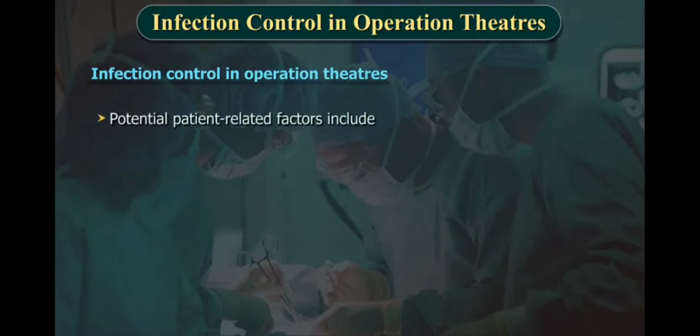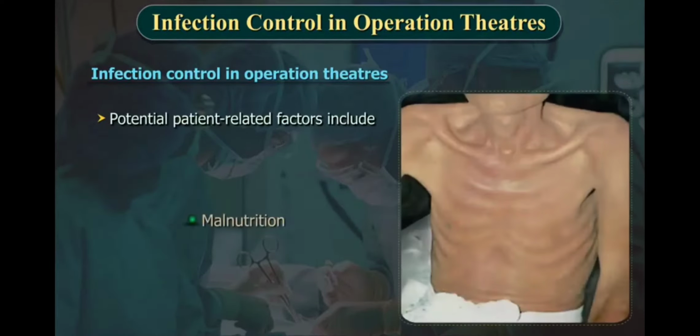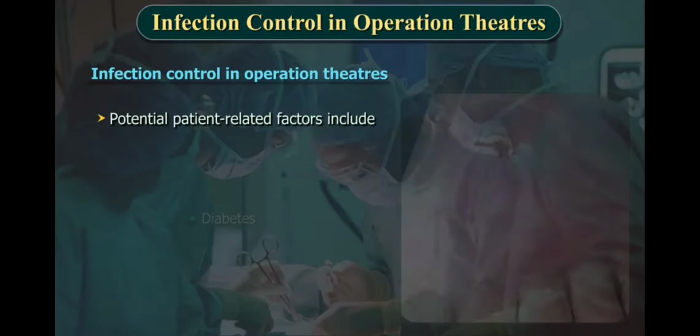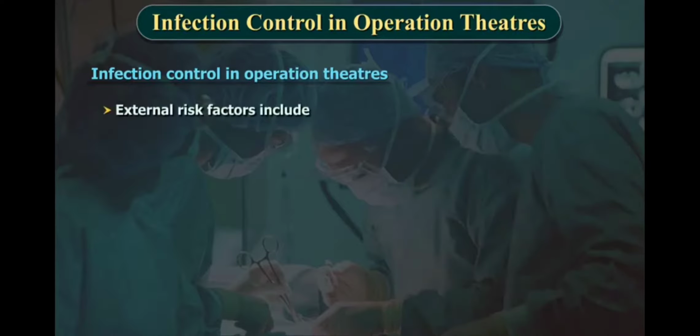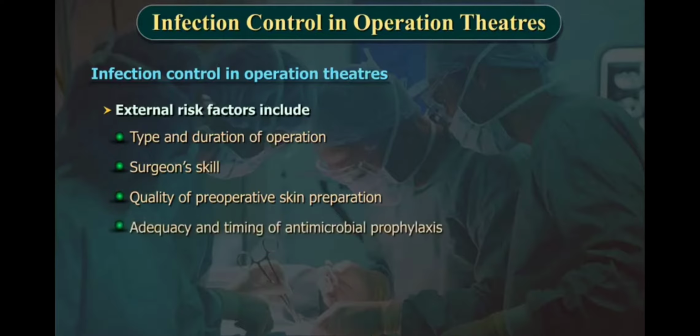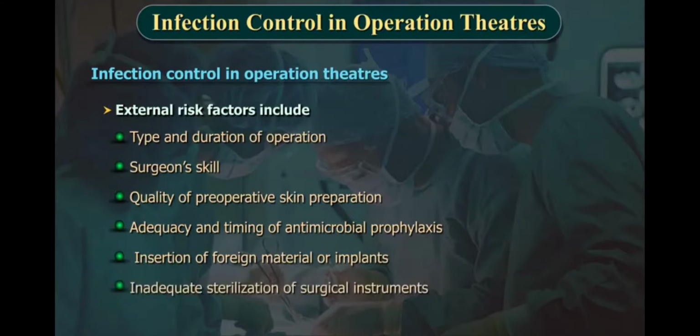Potential patient related factors include malnutrition, old age, coexistent infection, and diabetes. External risk factors include the type and duration of operation, surgeon skills, the quality of preoperative skin preparation, adequacy and timing of antimicrobial prophylaxis, insertion of foreign material or implants, inadequate sterilization of surgical instruments.